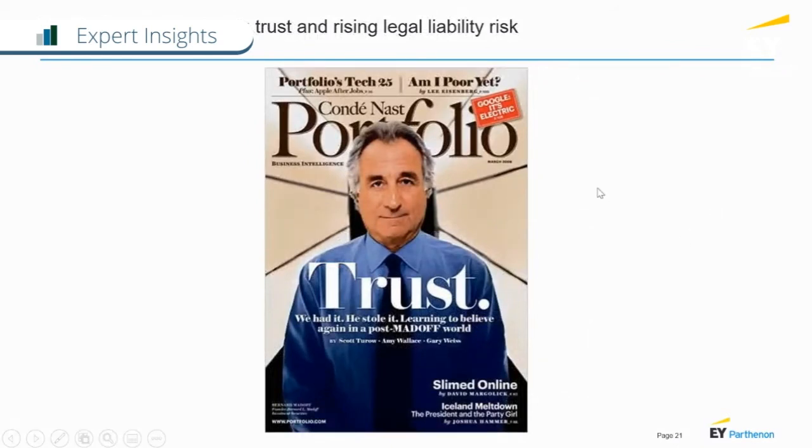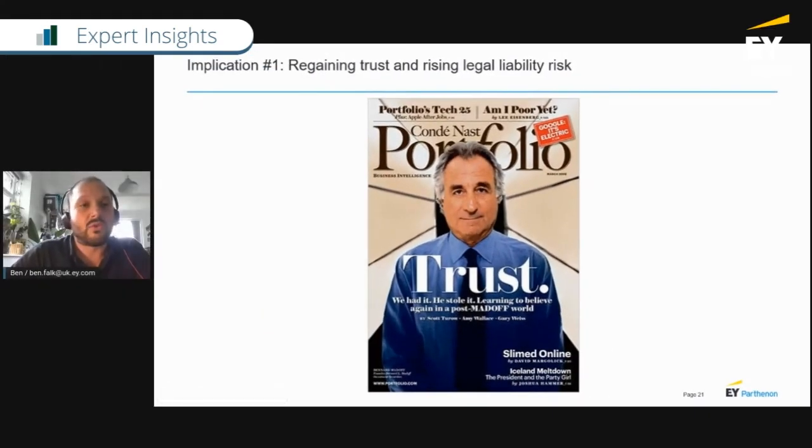And so to conclude here, I'll just mention four quick implications. And so if a decentralized financial system is only more attractive to users when the rule of law is weak, then the first step is to strengthen the rule of law in the existing system. And so this is the March 2009 cover of Condé Nast Portfolio, and it says, "Trust, we had it, he stole it," meaning Bernie Madoff. But it wasn't just stolen by Bernie. And so regaining trust is going to prove to be very difficult.